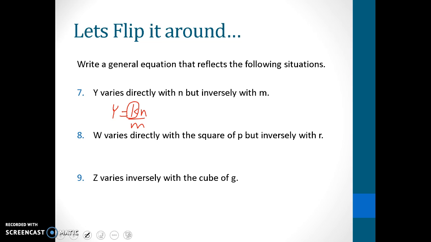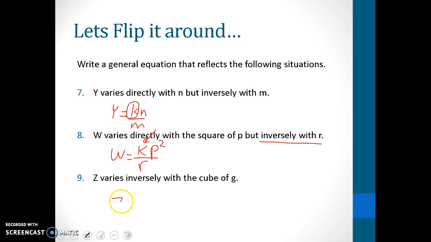Take a look at number 8. And you might want to try these on your own before I get to them. Maybe pause the video and see if you can figure them out before I do. Hopefully you've done that. We're going to say that W varies directly with the square of P. So that means we are going to have a K value. It's going to be directly with the square of P, but inversely with R. So our equation is going to have a number in here eventually, but right now we're just writing how these will look. W equals K times P squared divided by R. And it's divided by R because it's inversely with R.